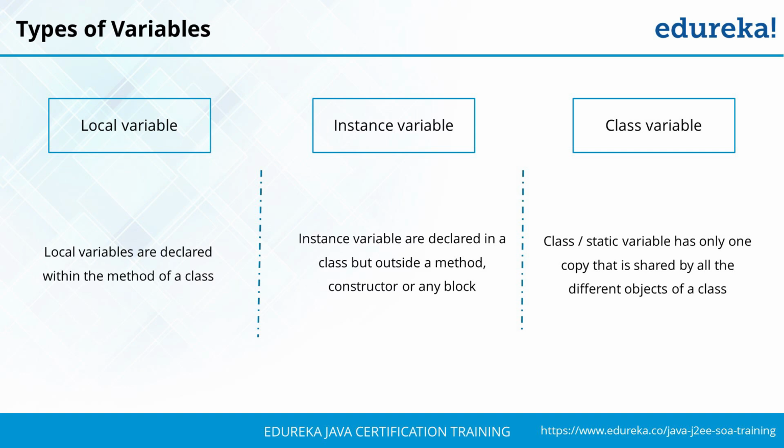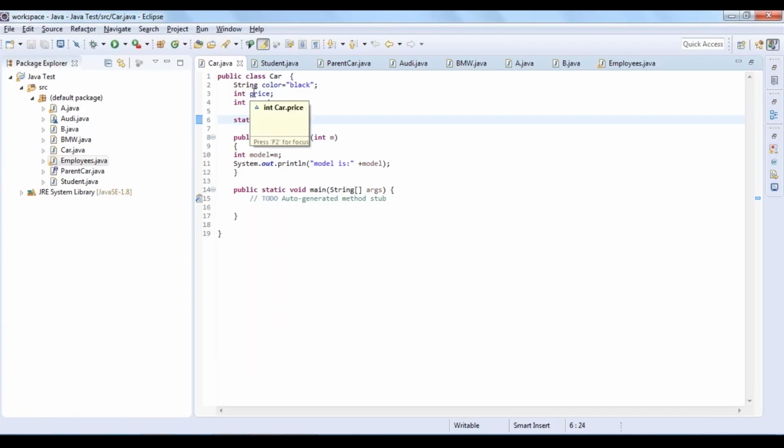Finally, when we talk about class variable, these variables don't need a separate memory allocation. It shares only one copy that is taken by everyone. So let us see how you can implement them practically. So this is my car class, which has some variables and methods to it. Now a local variable is a variable that is declared within a method.